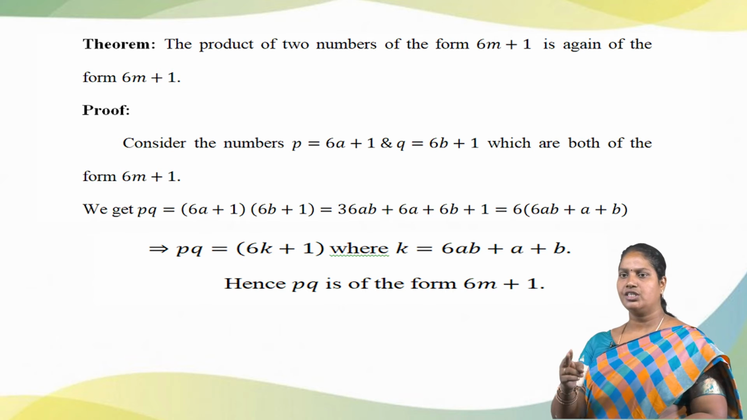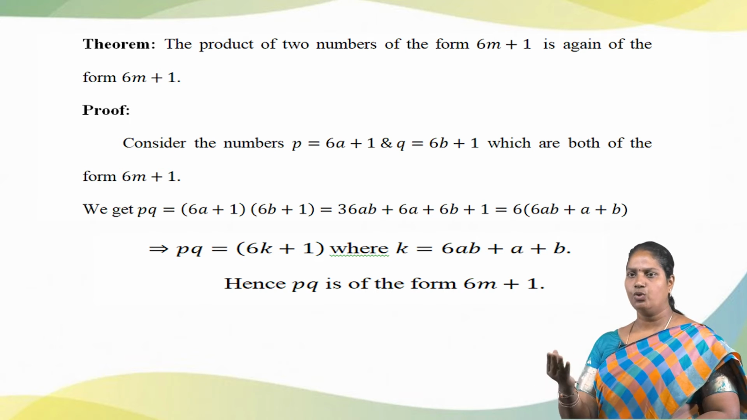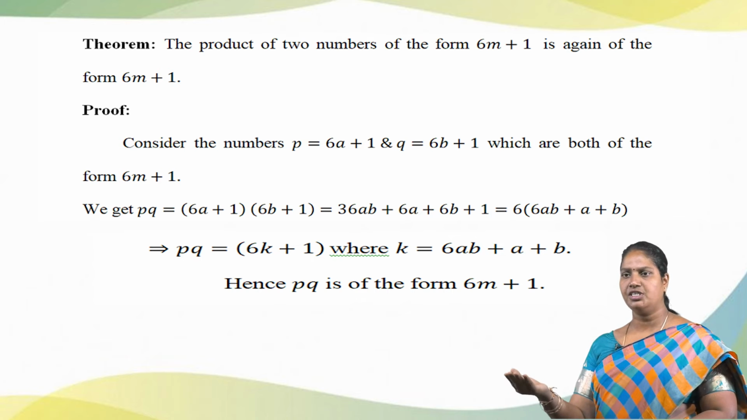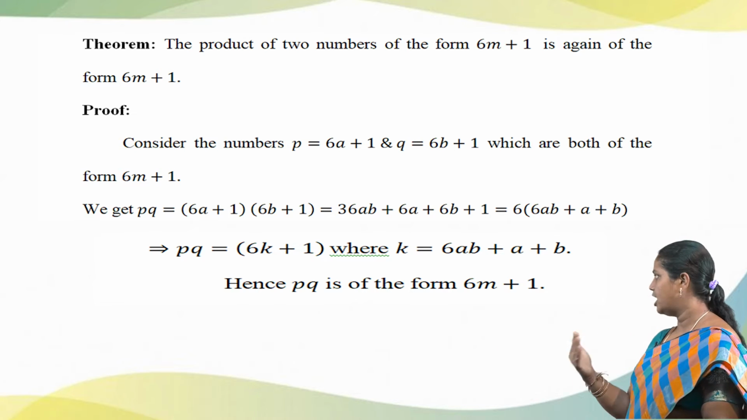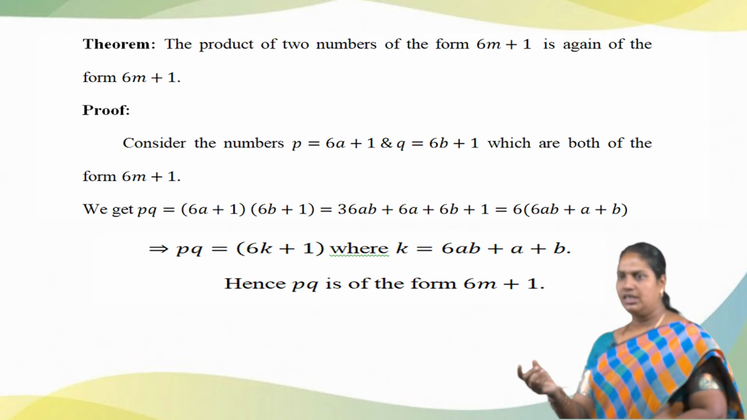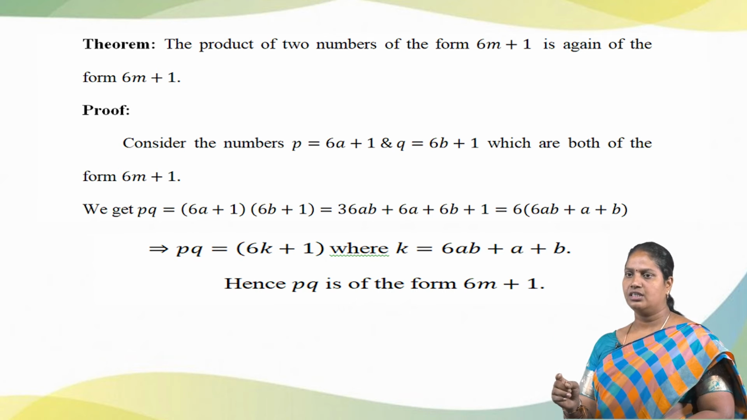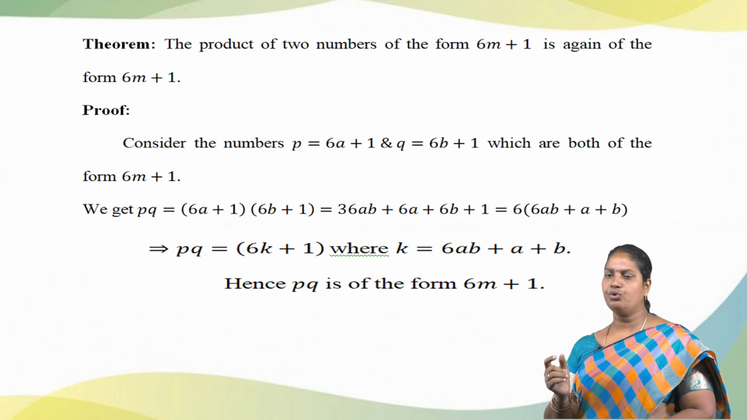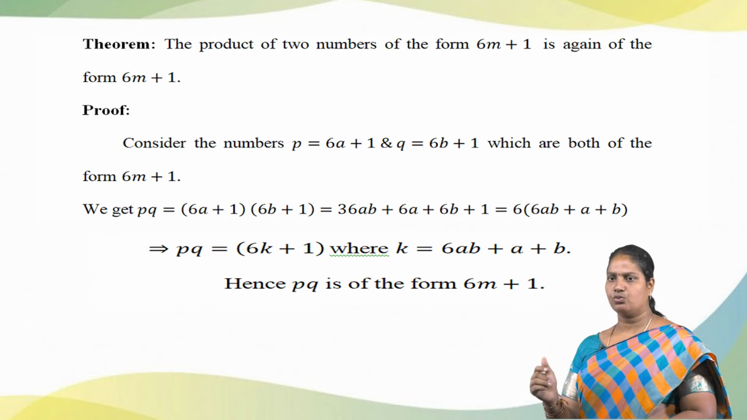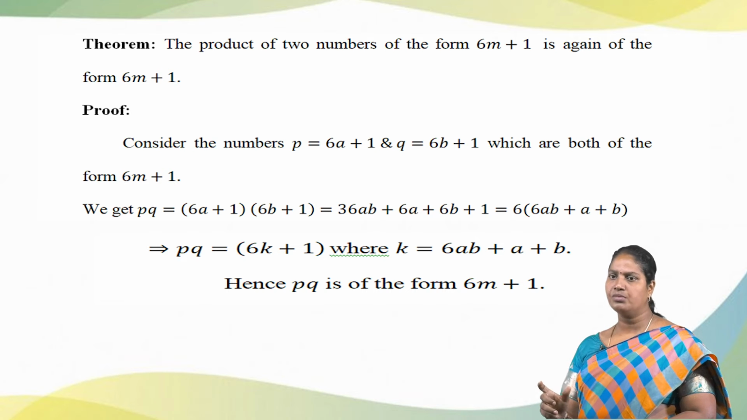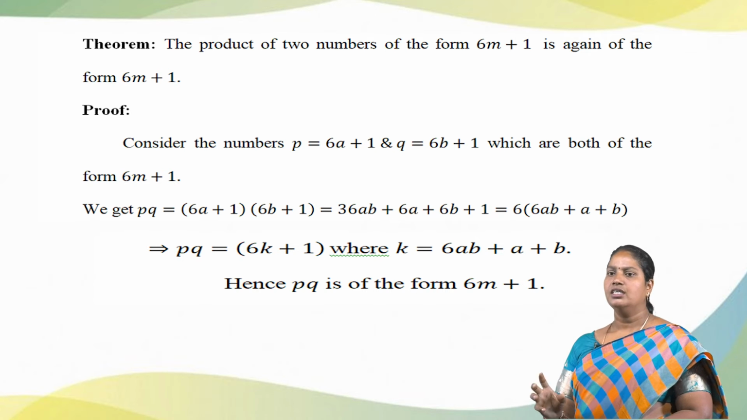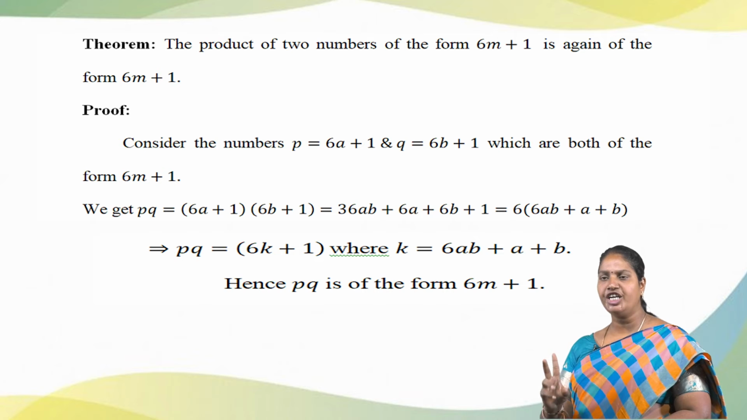What are they? 6a into 6b is 36ab, 6a into 1 is 6a, 1 into 6b is 6b, plus 1. It can be rewritten as 6 into 6ab plus a plus b, plus 1. Here we use the notation k for the number 6ab plus a plus b. So pq can be written as 6k plus 1, that is 6 into k plus 1. So it is of the form 6m plus 1. Hence pq, the product of any two numbers of the form 6m plus 1, is again of the form 6m plus 1.